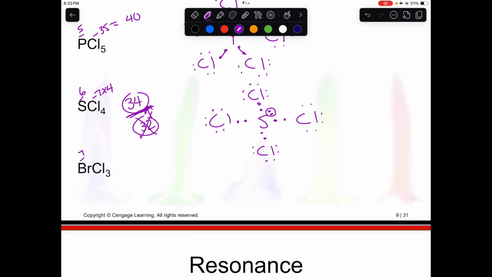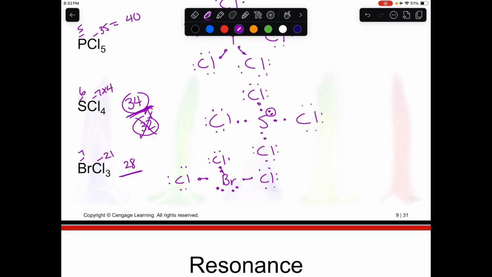All right, let's do BrCl3. So Br is 7 valence and Cl is 7 as well, so 21. So we have a total of 28. My center atom is going to be the Br in this case, just to make it the most symmetrical. Okay, I'm filling my Cl's around, and right now I only have 24, but I need to use 28. So I'm going to go ahead and put my extra electrons on the center atom.